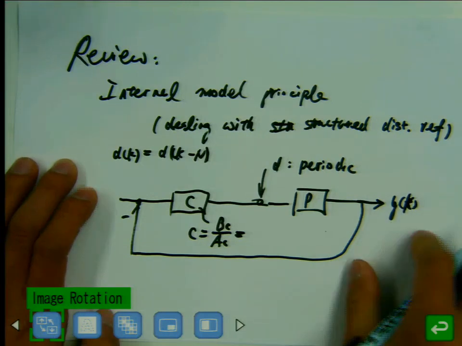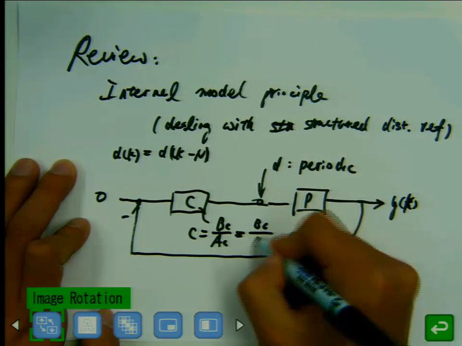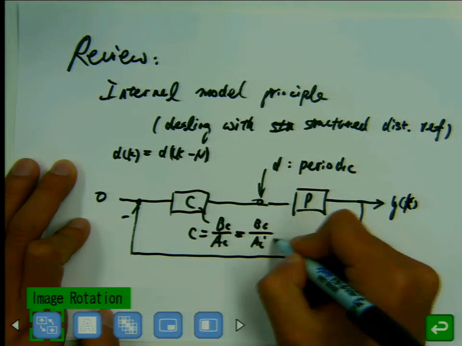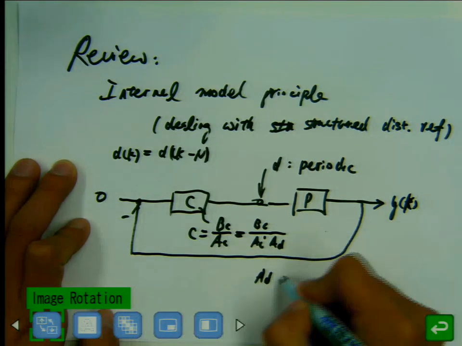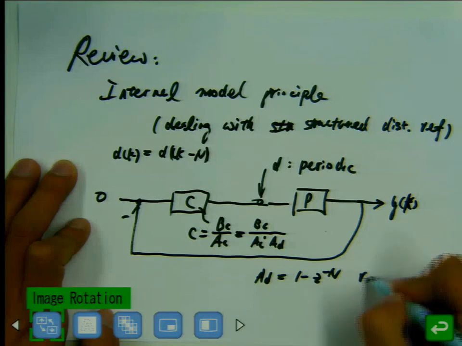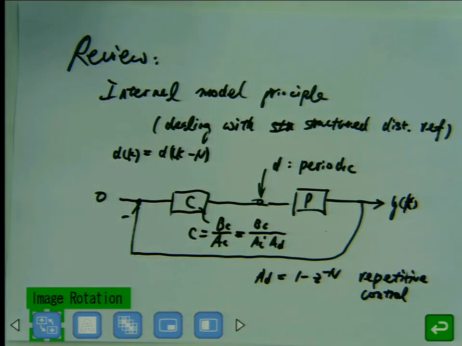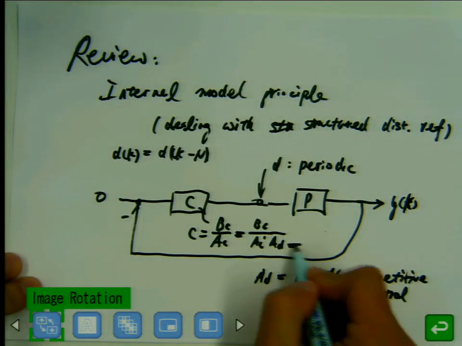The condition for the output to asymptotically go to 0 is that you have to include a model of the disturbance inside your controller. And I call this model AD. For repetitive control, AD equals 1 minus C to the negative n. This is for repetitive control. Okay, that's the simple idea, the internal model principle. Then we discussed the particular cases. So we arrived at this conclusion that I have to include AD.